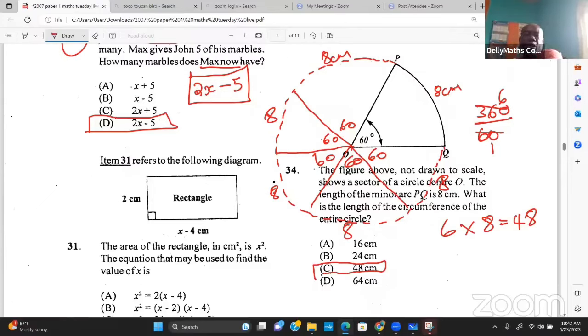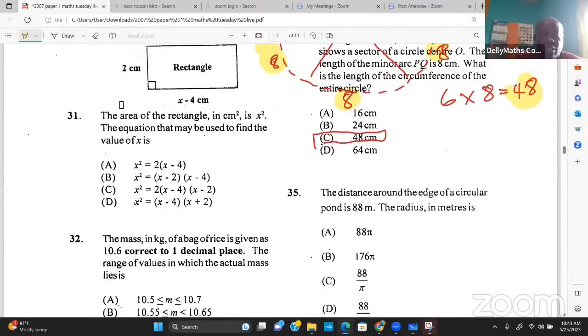Not saying that this is the only way, but definitely it's a very simple way to see how many times the 60 goes into the 360, and every time it goes into it, you're getting a circumference of 8 centimeters, which would have given you 6 times, and finally 48 is the response right there. Let's continue to roll. Number 31.